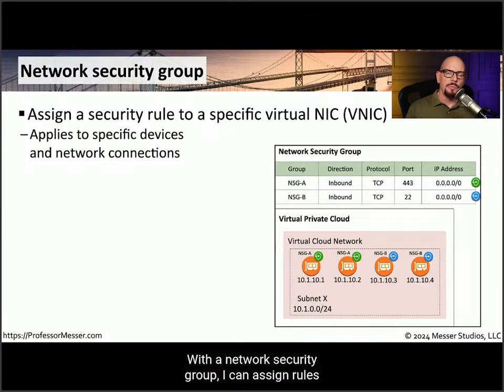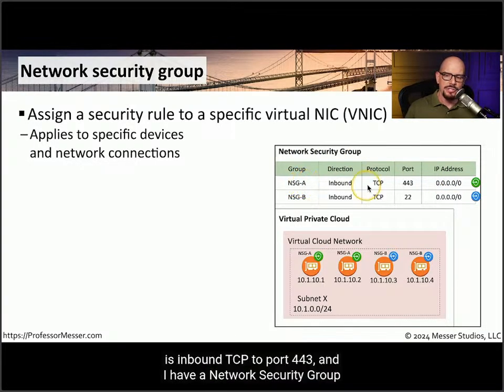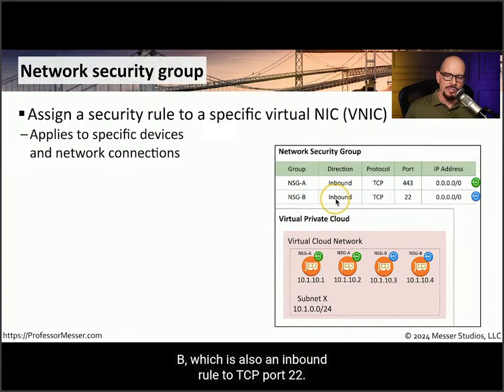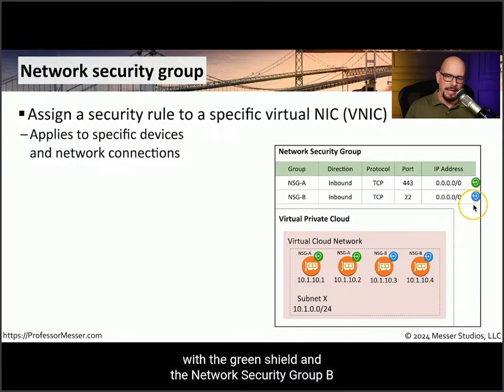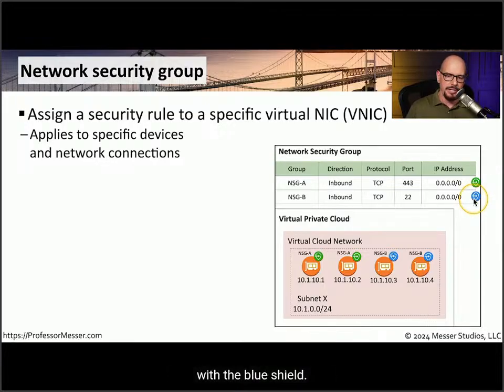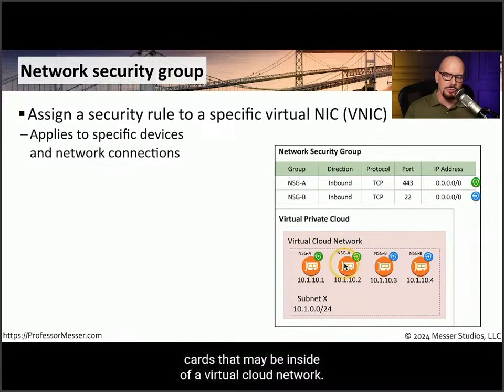With a network security group, I can assign rules to individual virtual network interface cards, or VNICs. So you can see I have similar security rules that I've defined as a network security group. I have network security group A, which is inbound TCP to port 443, and I have a network security group B, which is also an inbound rule to TCP port 22. I've identified these as the network security group A with the green shield and the network security group B with the blue shield. And you can see that I can assign those network security groups to individual network interface cards that may be inside of a virtual cloud network.